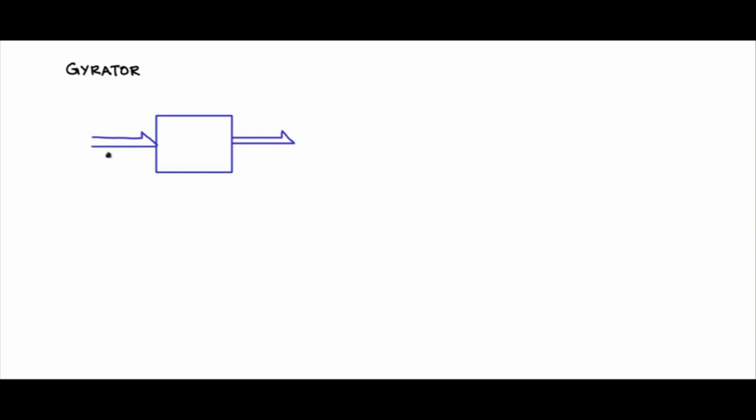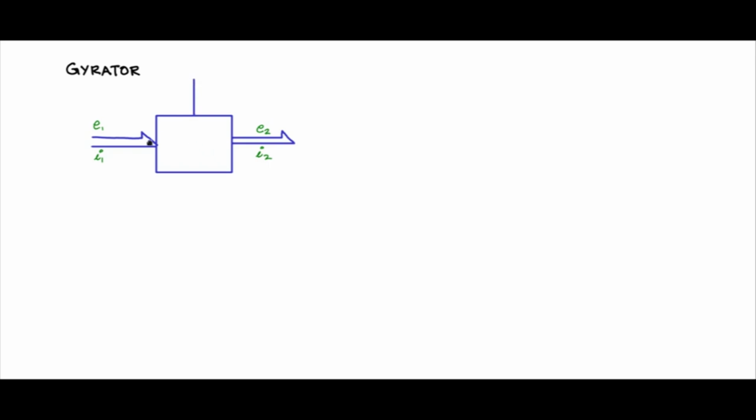So the input port has two power variables. One will be E1. I will call this the potential variable, and another is I1, which is the kinetic variable. In electrical terms, E1, the potential variable, will represent voltage, and in the electrical domain, the kinetic variable will represent the current flow. Likewise, you will have two power variables on the output side, E2 and I2. E2 represents the potential variable and I2 represents the kinetic variable.